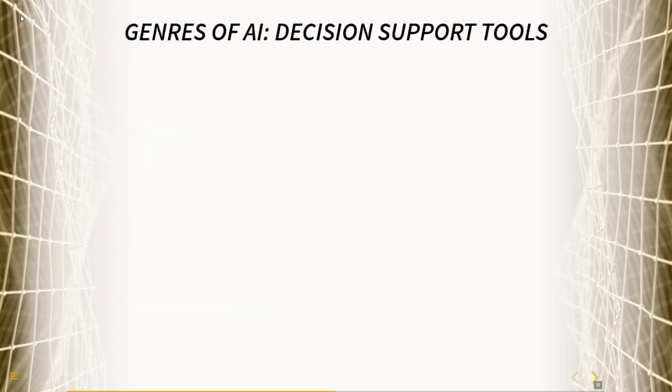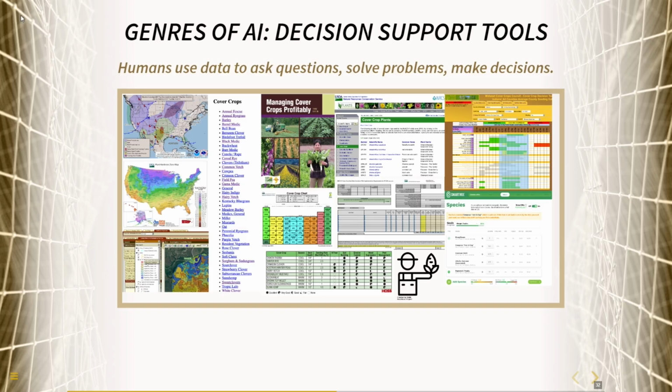The next genre of AI that we'll look at are decision support tools. You can think about these as scaled down, well-scoped expert systems, right? In this case, we're looking at how humans are using data to ask questions, solve problems, and make decisions. I'll give you a couple of examples from the world of agriculture. We're looking at a lot of different kinds of data that a farmer would use to make decisions about how to adopt crops that help their soil become more healthy, and other things. Cover crops are plants that are used to manage sustainability in agriculture.